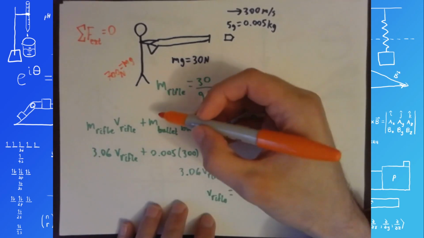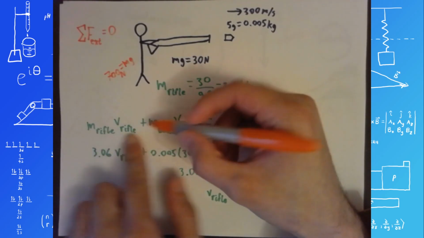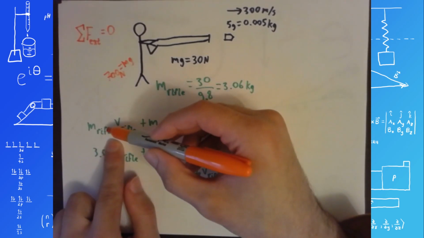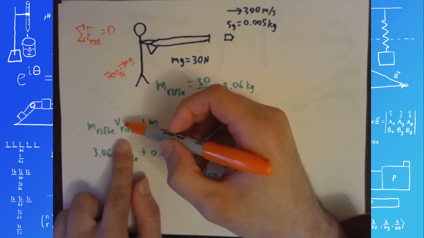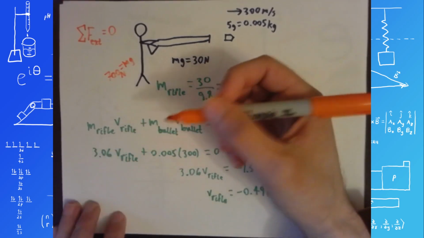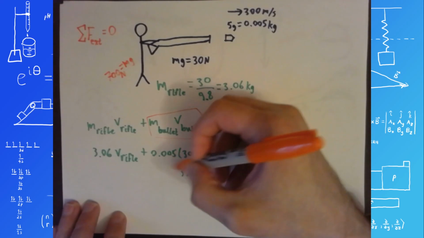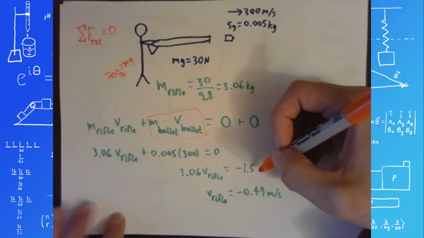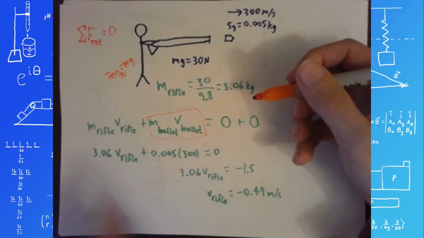So that leaves us with, let's see, we would write this equation again, but instead of M rifle and V rifle, it would be the mass of rifle and man times velocity of rifle and man. So this part doesn't change. This is still going to give us the 1.5, so we're still going to get negative 1.5 over here. Only difference is this part.